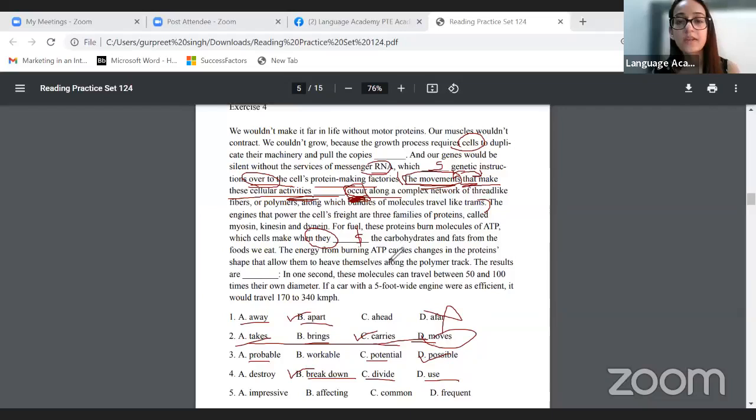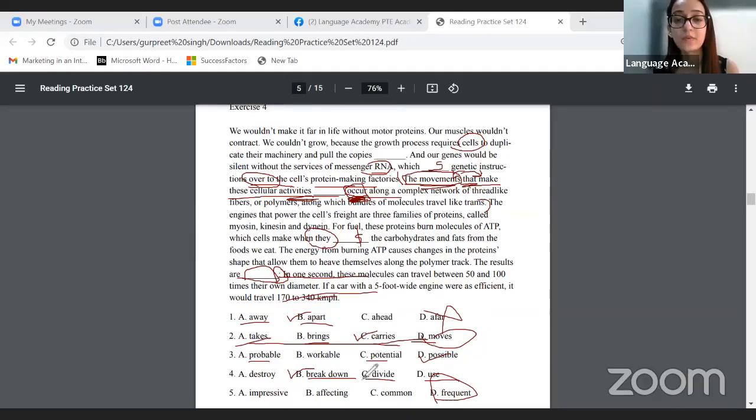The energy from burning ATP causes changes in the protein's shape that allow them to leave themselves along the polymer track. The results are dash, and there is not a full stop here. There is a colon. Means whatever answer you have to put here is to be based on this explanation. And I'm surprised to see that you have written the results are frequent. What is the meaning of frequent? Something that happens over and over again. Repeated things are frequent, happening at a fixed time interval, or even if not fixed, but happening over and over again is called frequent. Frequent doesn't mean quick.